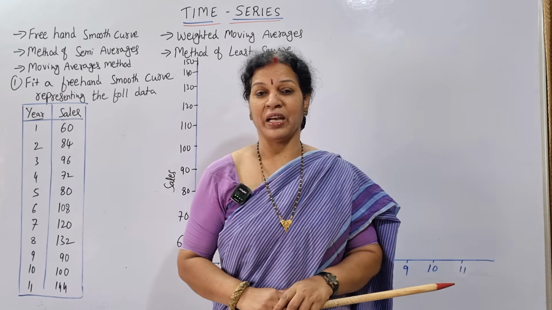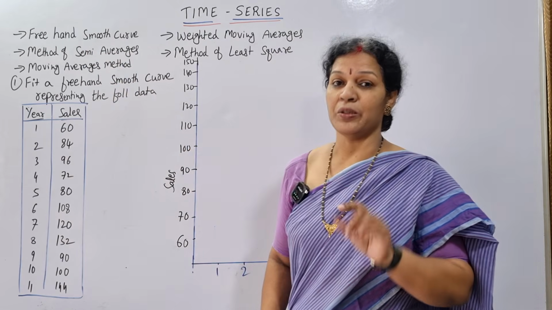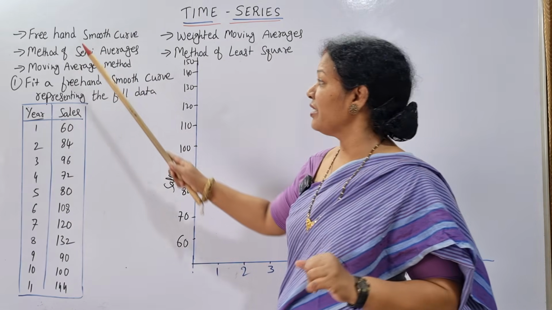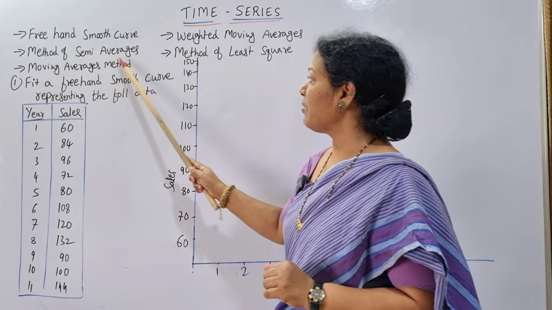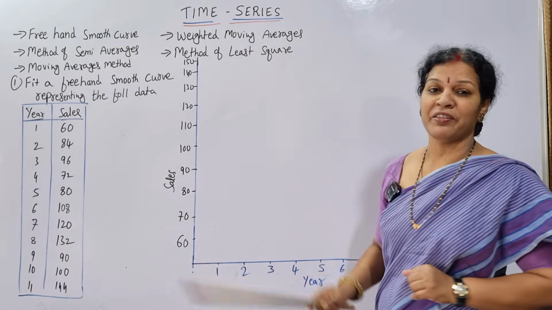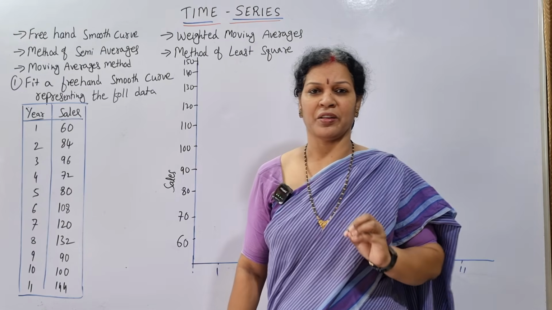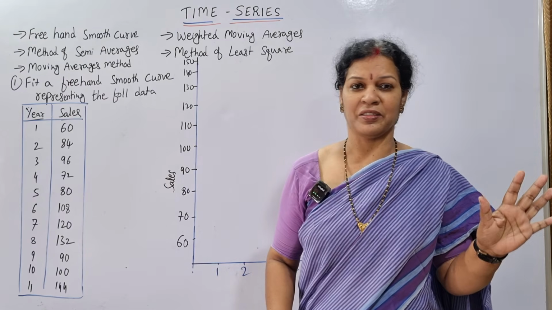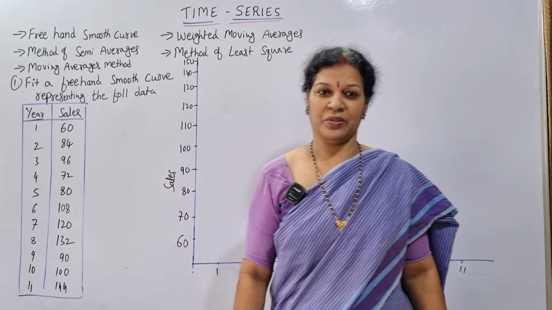Practicals in time series have different topics. First one is the freehand smooth curve. Second is the method of semi-averages, then the moving averages method, weighted moving averages, and the method of least squares. 5 topics are there, and all these 5 are practicals. Today we'll focus on the freehand smooth curve.